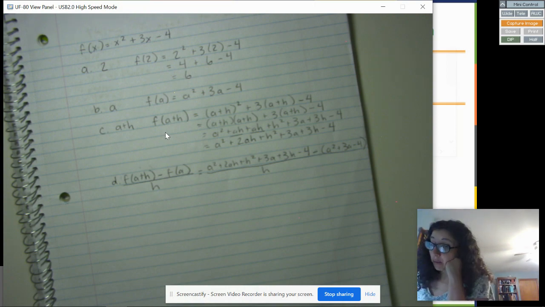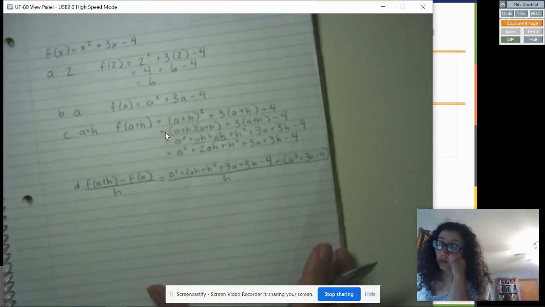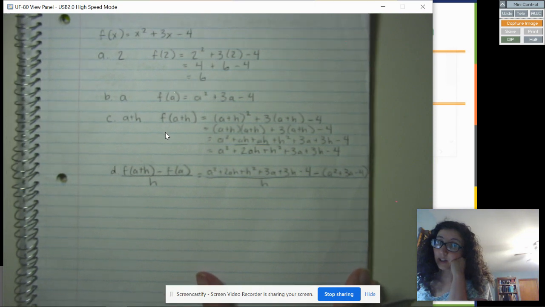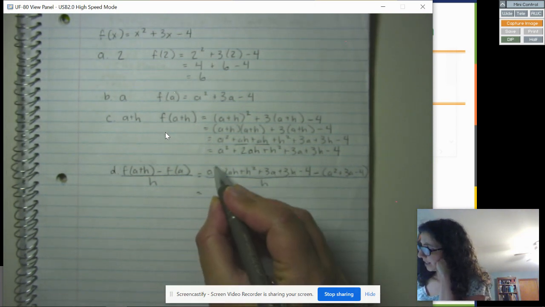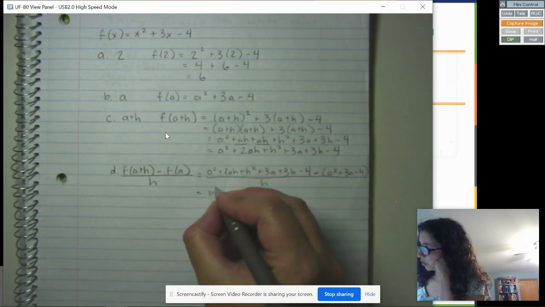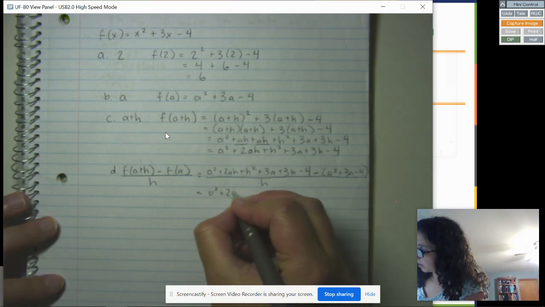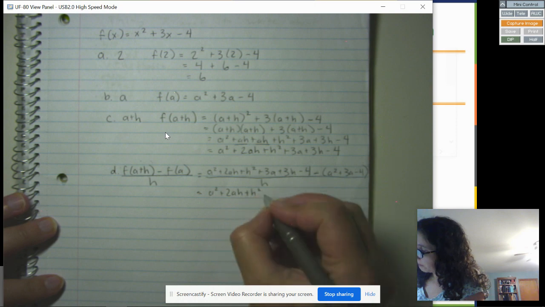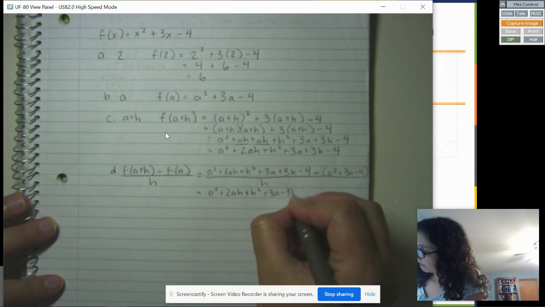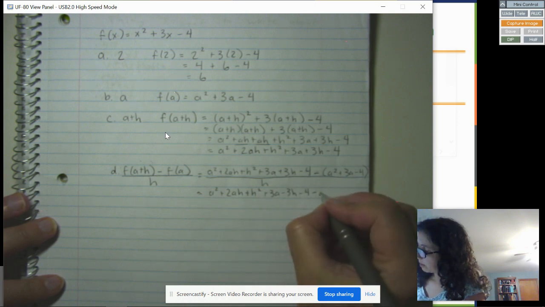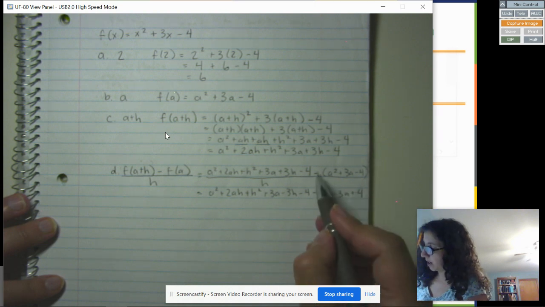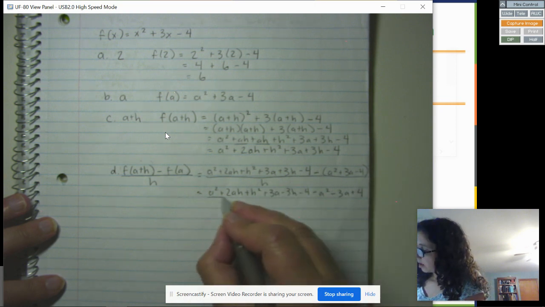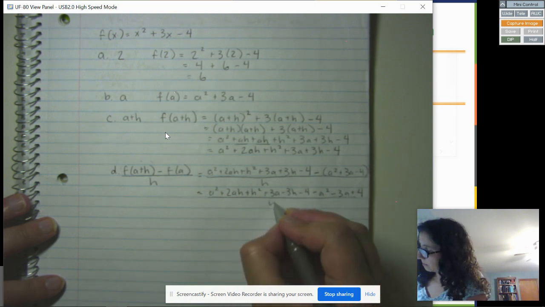Don't get overwhelmed by this, okay? This is just good practice. Get us a little bit into the math mode here. Let's see, we've got an a. Maybe I'll just distribute that minus sign so I don't get confused. So we'll have a minus a squared minus 3a plus 4, right? I distribute this minus sign to each of these terms, divided by h.